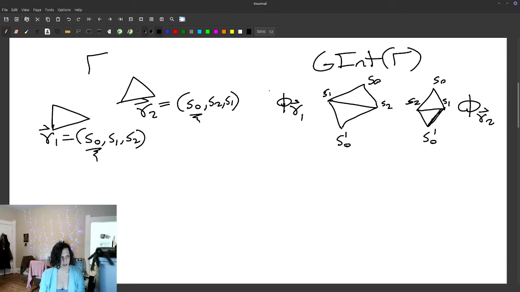At this point, I have figured out that what I need to do is figure out that phi gamma 2 composed with phi gamma 1. And I'm just looking at the case where gamma 2 is a reordering of gamma 1, where the first thing, this S0, is fixed.